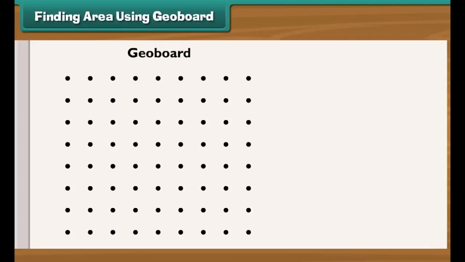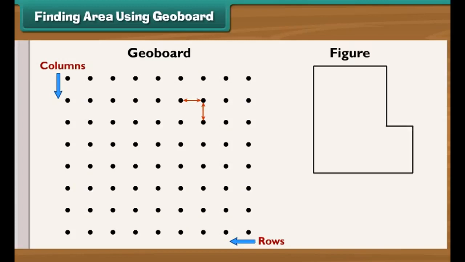Calculate the area of the given figure and click the correct option. Finding area using geoboard. Have you ever seen a geoboard? Look at this figure. This is a geoboard. A geoboard is created by placing dots in rows and columns. The distance between any two adjacent dots should be the same.